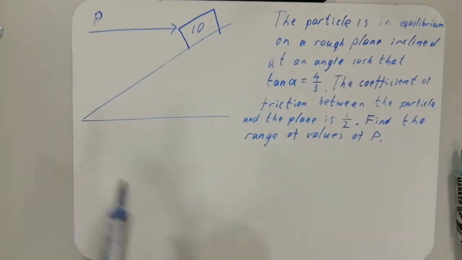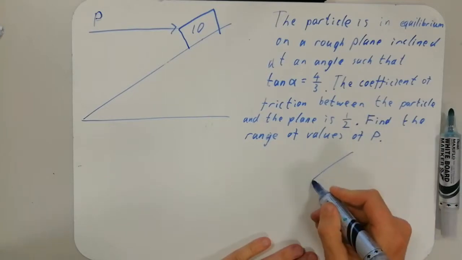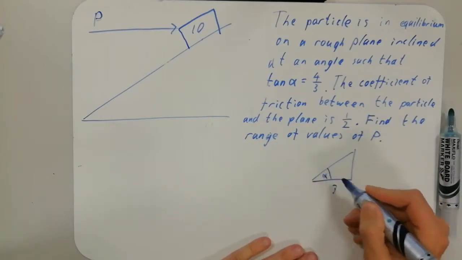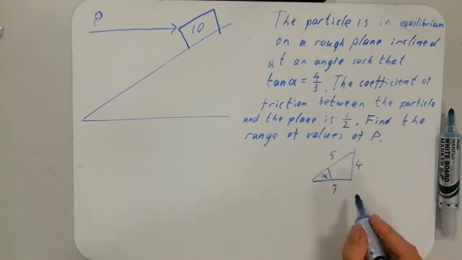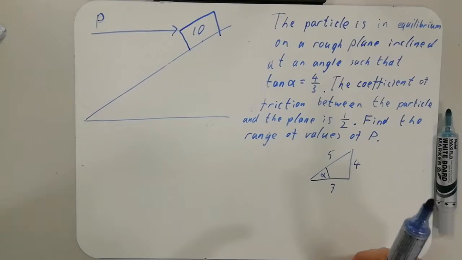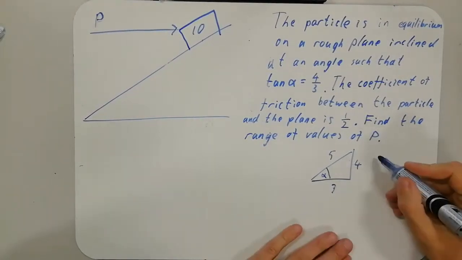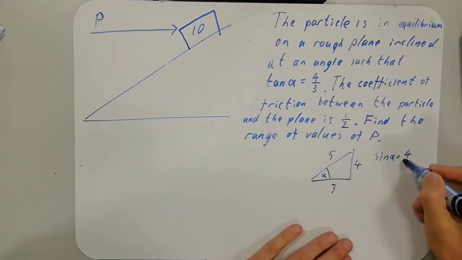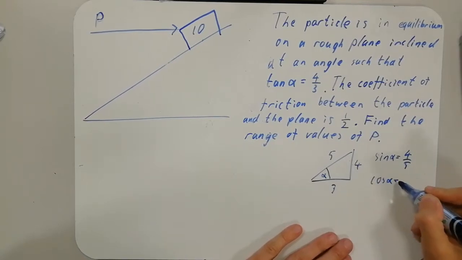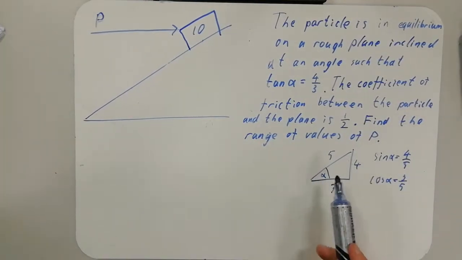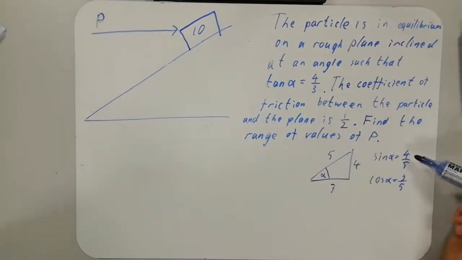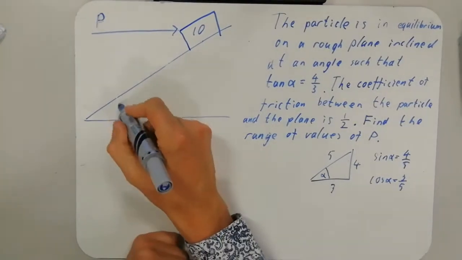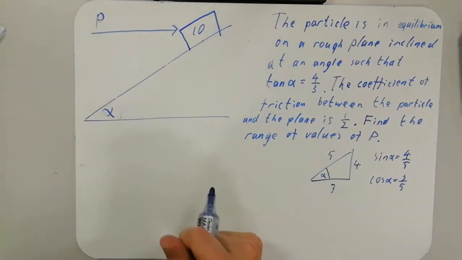Best thing to do as soon as you read that, just draw yourself a little triangle with your alpha, opposite over adjacent, and then you can recognise a 3, 4, 5 triangle. Now you can find the exact values of sine and cos alpha, instead of finding alpha as some messy angle. Whenever we see or are going to use a sine alpha, we can immediately replace it with 4/5, and likewise for cos alpha.